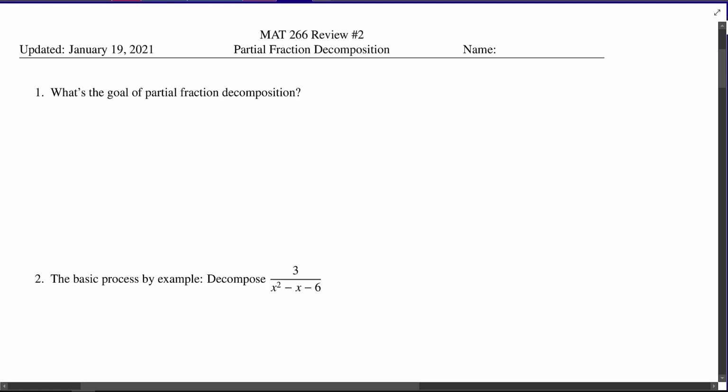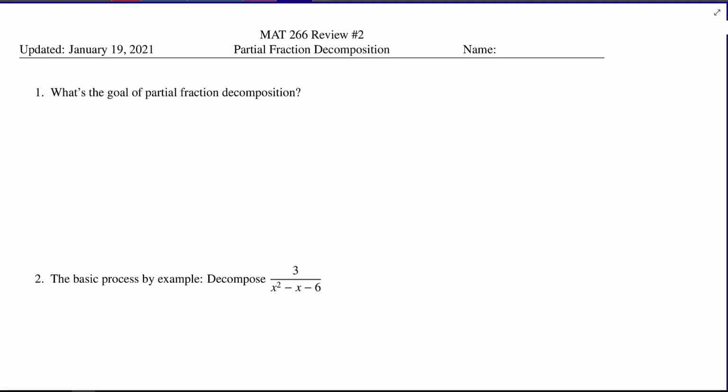So folks, in this video I'm going to do a review of partial fraction decomposition, which is a tool that you hopefully learned in Calculus 2 or at least some other math class. And if you haven't learned it or if you've forgotten it, well, that's why we're doing this. What's the goal of partial fraction decomposition?